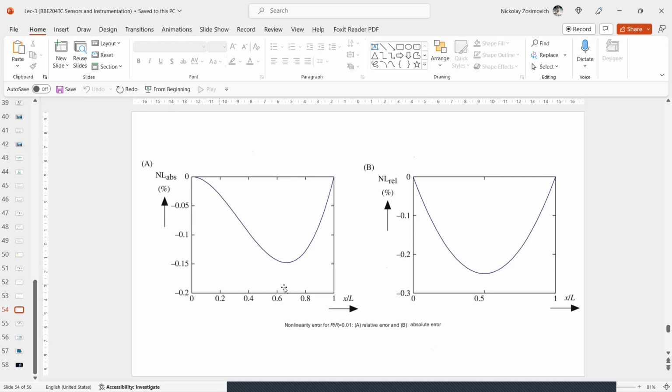And this figure shows the absolute and relative nonlinearity error for the case of 1%. In this case, absolute nonlinearity only, in this case on the right, only over 15%. So if, for example, the absolute nonlinearity due to the loading should be less than 0.05 over the full range of the potentiometer, then the maximum value for the load resistance should be 300 times that of the potentiometer, right?